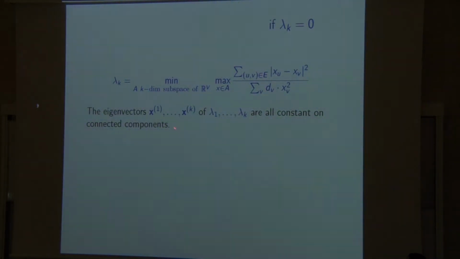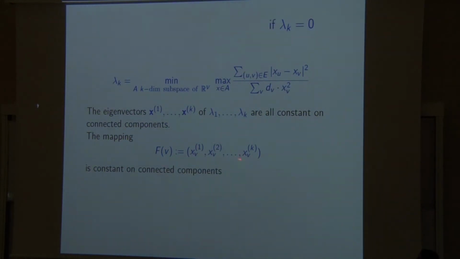So let's look at the eigenvectors of these k eigenvalues that are all 0. Those are k vectors that are all constant on connected components, and they are orthogonal. So let's define this mapping.